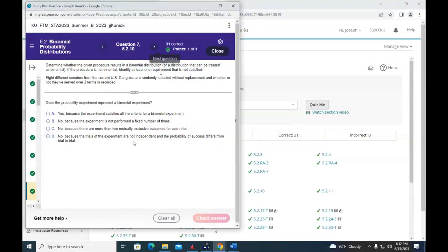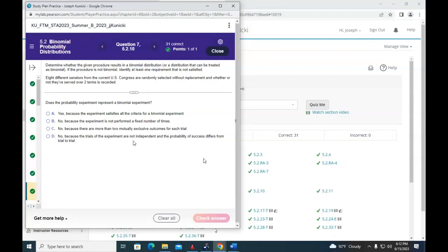10. Oh, that's it. Okay, this one says 8. Same idea. Is it a valid binomial? 8 different senators from the current U.S. Congress are randomly selected without replacement, and whether or not they serve over 2 terms is reported.